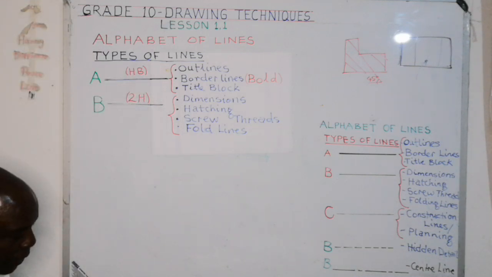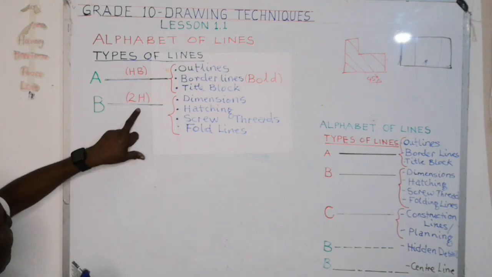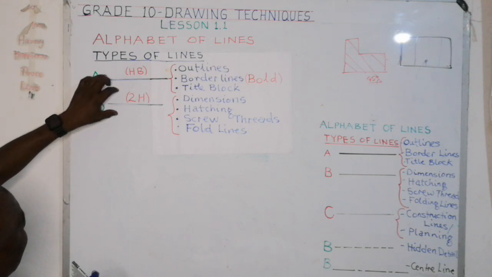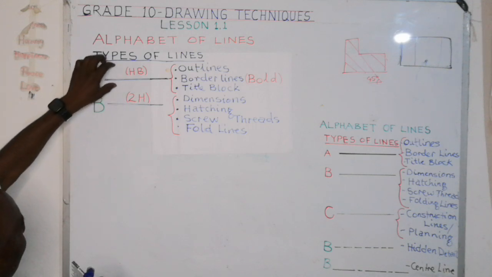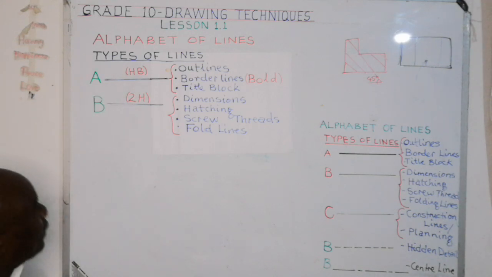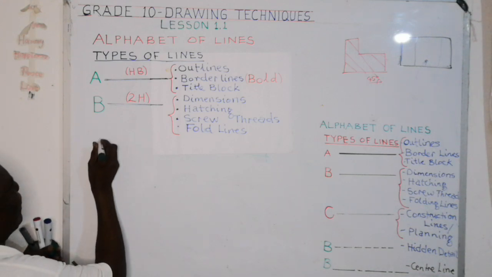And then we've got type C lines. Type C lines are thinner than that or lighter than that. So this is the darkest. This one is darker. Then we've got dark, light, lighter. So C, type C line.